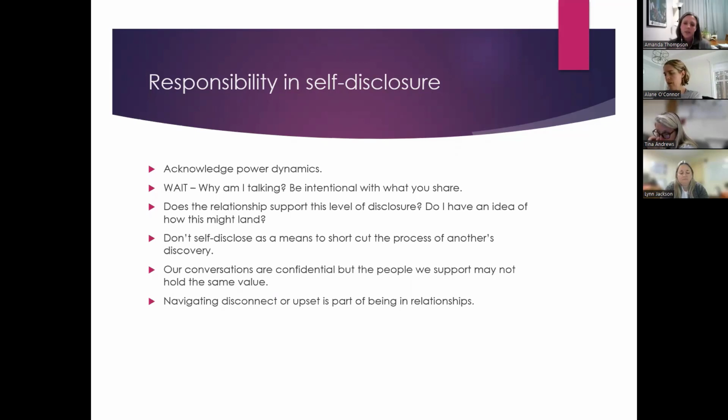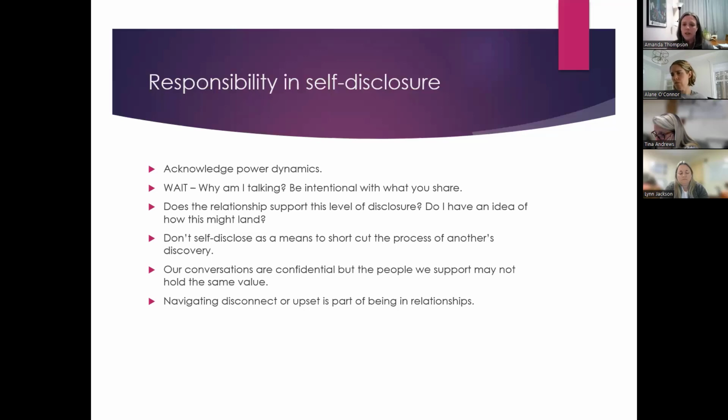Our conversations with folks are confidential, but that doesn't necessarily mean that the person we're supporting is holding the same value. So I don't want to share something with somebody that could trickle into the community in some way if I'm not fully comfortable with that piece of my story being out for everyone.